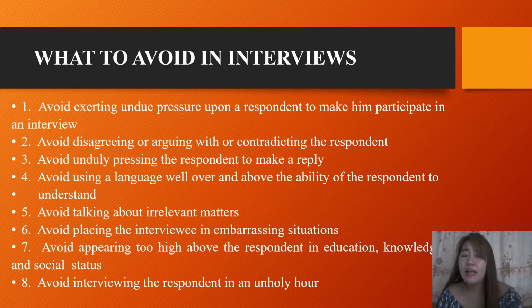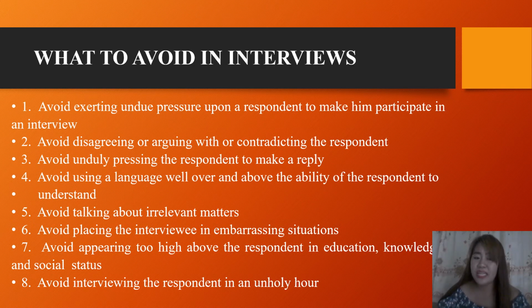Number 4, avoid using language well over and above the ability of the respondents to understand. Alam mo naman na elementary graduate lang tapos nag-English ka pa. Okay? Ikaw mag-adjust. Dapat naka-align po siya sa ability ng respondents. Avoid talking irrelevant matters. Kung hindi naman po related doon sa topic ninyo, wag mo pong tanungin. Kamusta na yung asawa mo, yung mga anak mo, nag-aaral ba? Okay, wag pong ganon. Dapat related lang po sa topic ninyo.